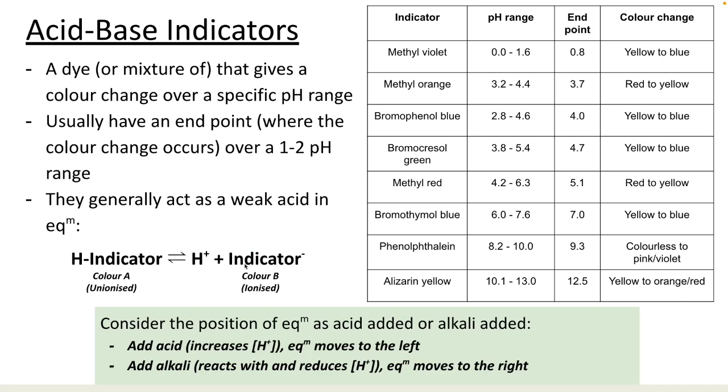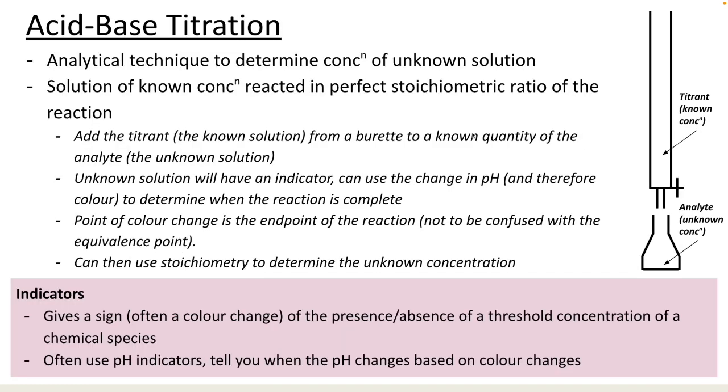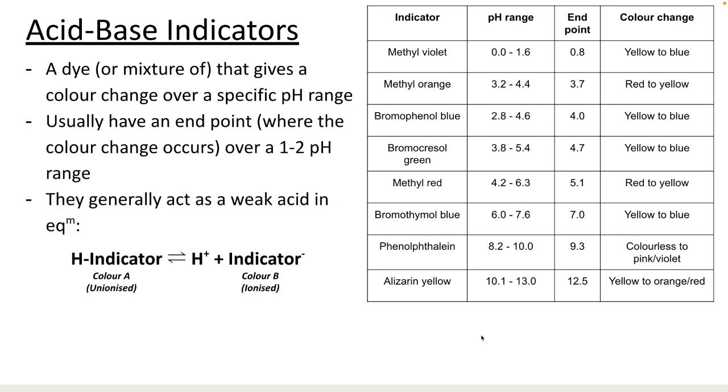Now, consider the position of equilibrium as the acid or alkali is added. So this is why it's very useful. We've said that we've got a titrant that we're adding. So, if this is an acid-base titration, we'll have an acid in there and a base in there, or, vice versa. We could have the base in there and the acid down there. And what's going to happen is it's going to change the position of our equilibrium here.